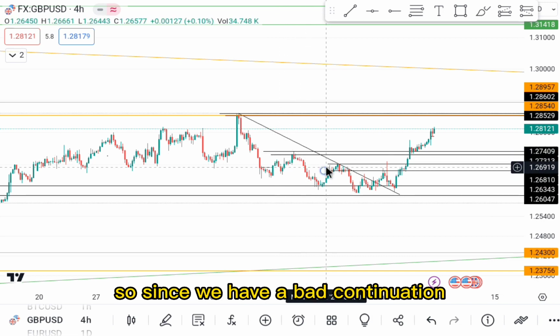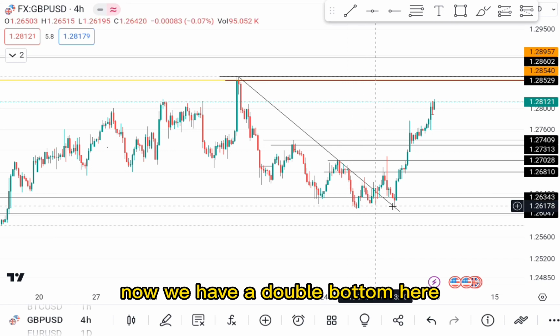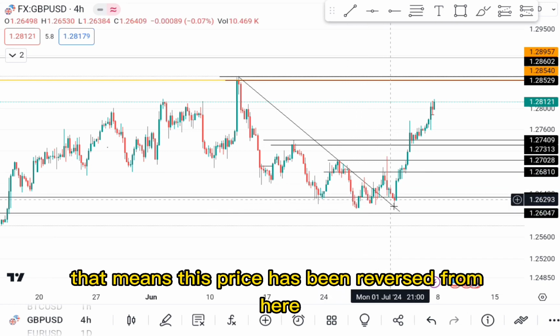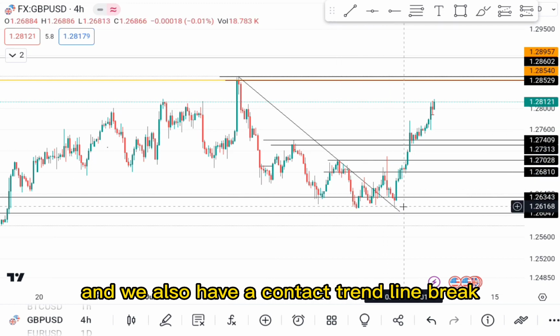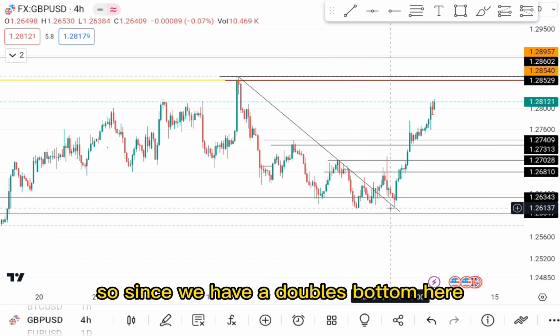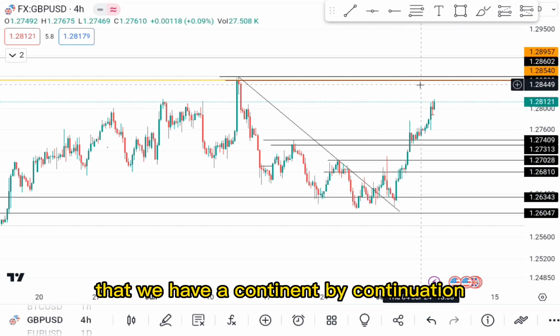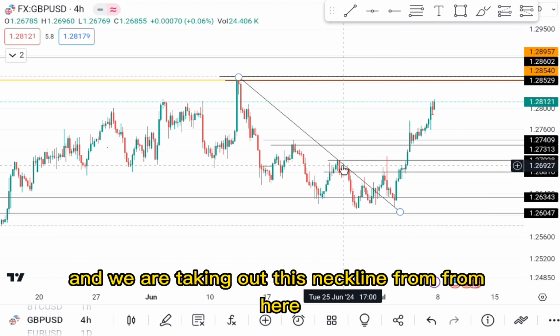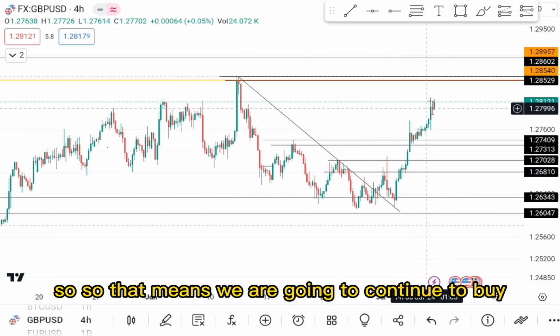And if you look at this place now, we have a double bottom here. That means the price has reversed from here, and we also have a counter trend line break. So since we have a double bottom here, that is a reversal, we have a buy continuation, and we have taken out this neckline from here. So that means we are going to continue to buy.